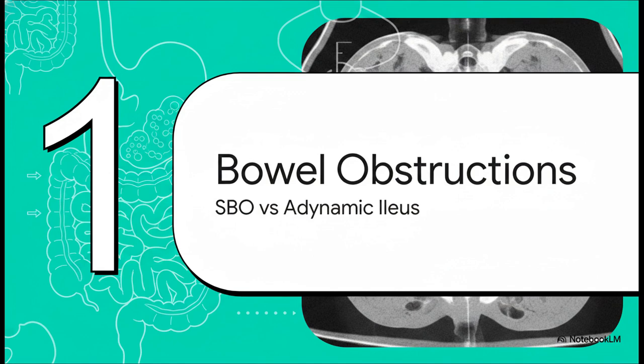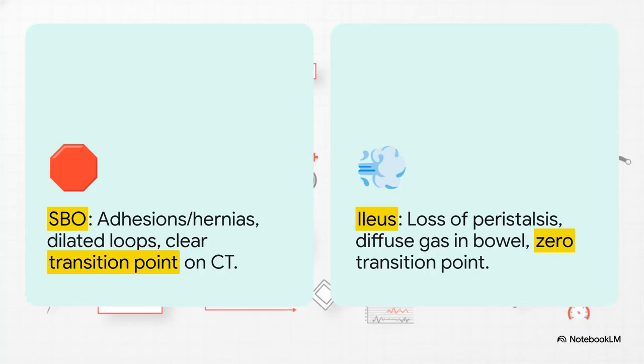Okay, let's start with Module 1, Bowel Obstruction Mechanics. Specifically, we're looking at mechanical obstruction versus adynamic ileus. We've got to establish the baseline pathophysiology of the obstructed gut, and that means setting strict mechanical boundaries. On one side, we have a true small bowel obstruction, or SBO. This is a physical blockage, usually from post-surgical adhesions or hernias. If you look at a CT scan, you'll see dilated bowel loops hitting a hard, definitive transition point.